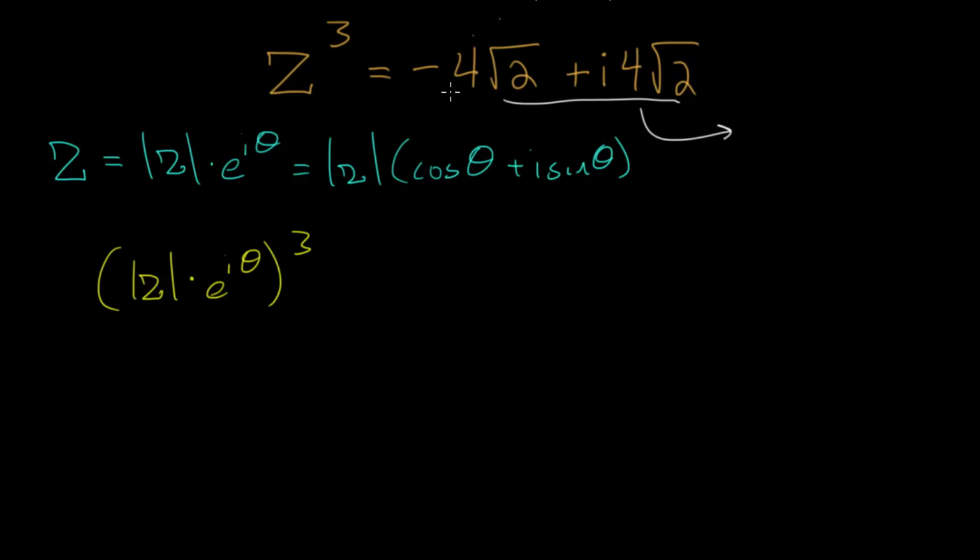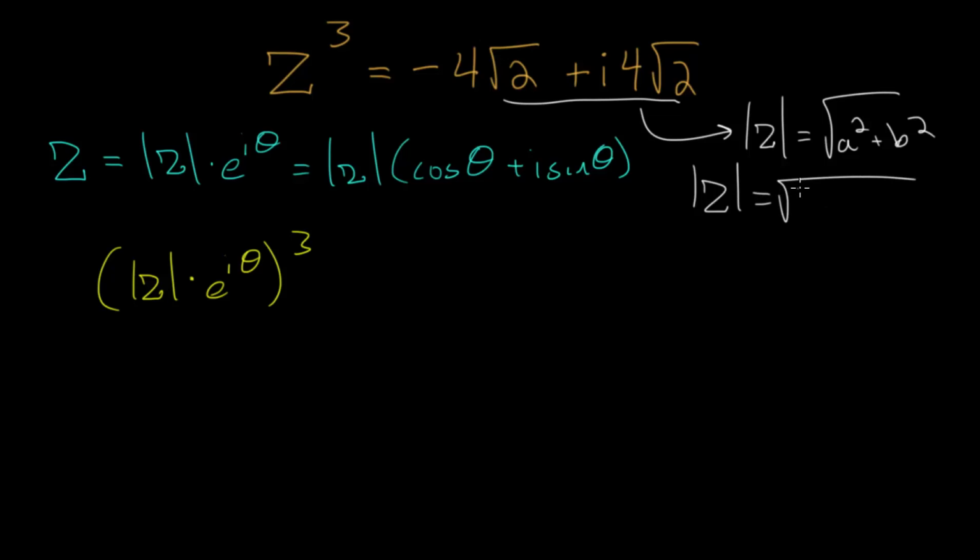We know that to find its magnitude, we could plot this on the complex plane, draw a picture and a right triangle, and use the Pythagorean theorem, or we could just remember the formula that its magnitude is the real part squared plus the imaginary part squared. And the real part we know is this minus 4 root 2. We'll square that. The imaginary part is 4 root 2, and we will square that. We will add those together here.